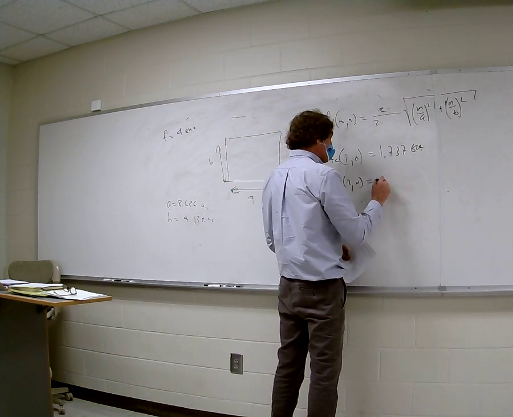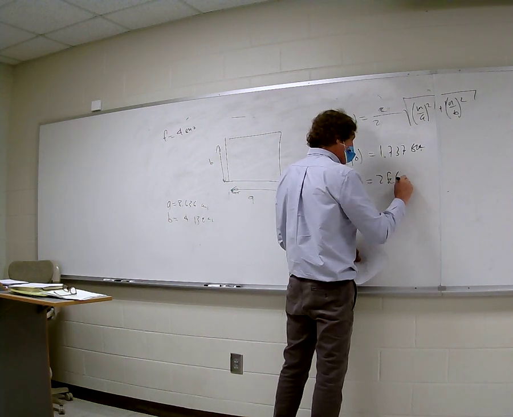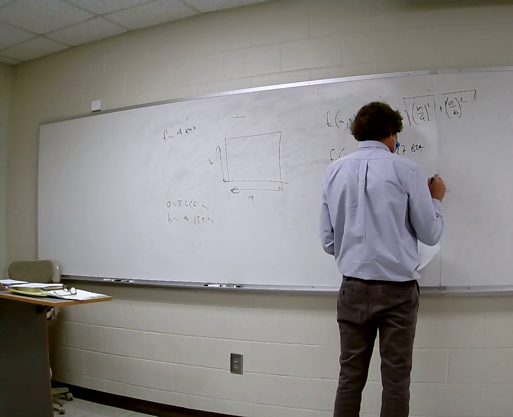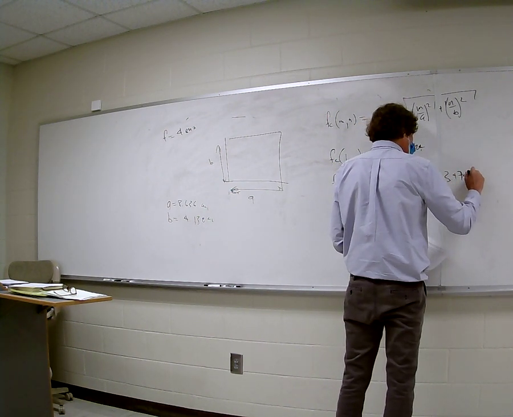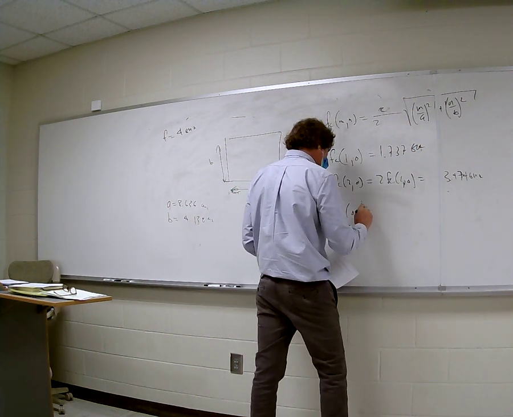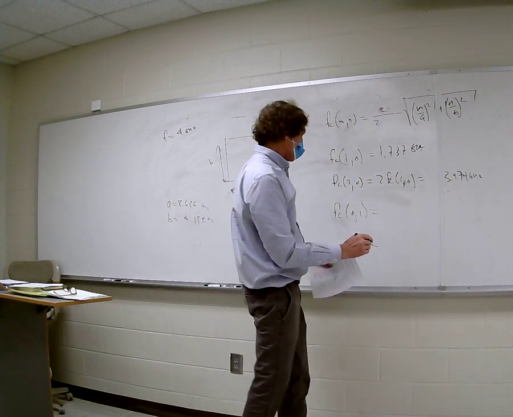FC20 is going to be 2 FC10, right? And that's equal to 3.474 gigahertz. And then FC01 would be equal to 3.625 gigahertz.